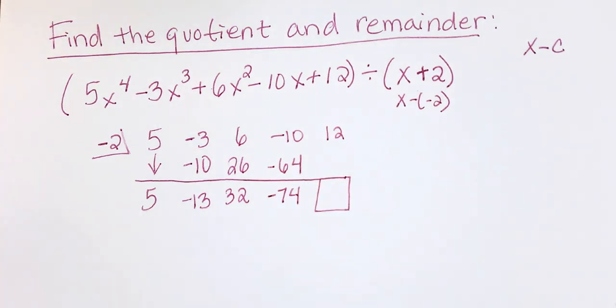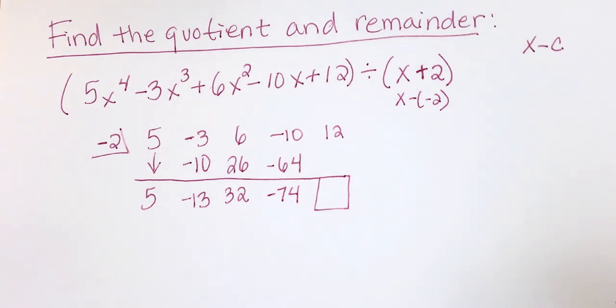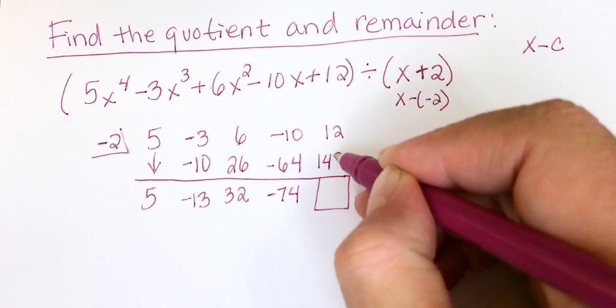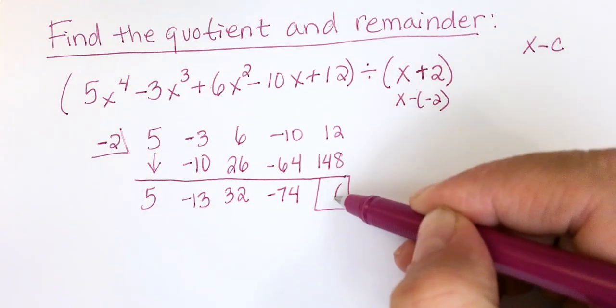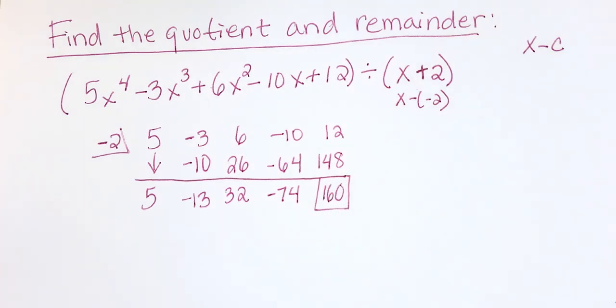And we're going to multiply again. Negative 2 times negative 74. Remember, I'm being really careful about the signs here. 2 negatives make a positive. We get 148. And now we're going to add again. So this is going to be 160.